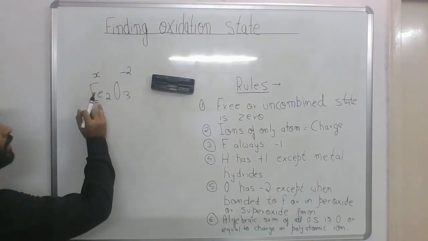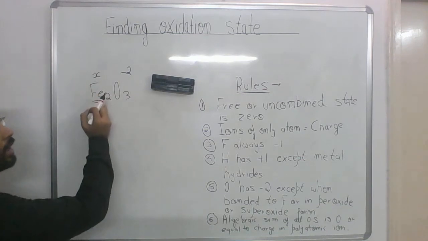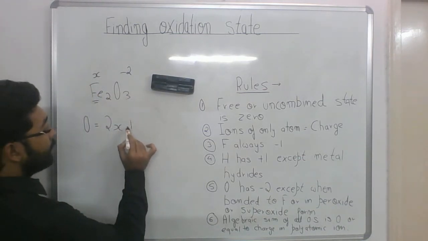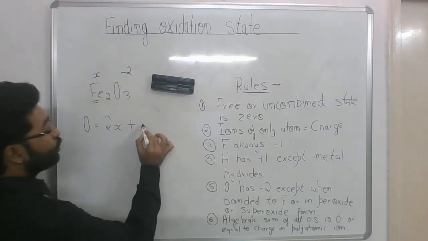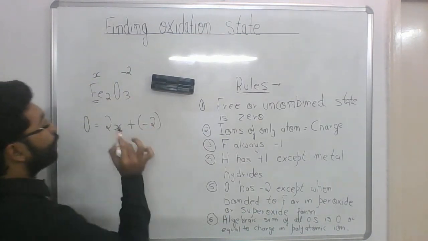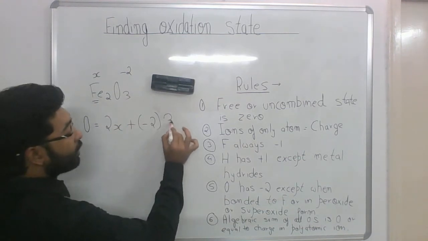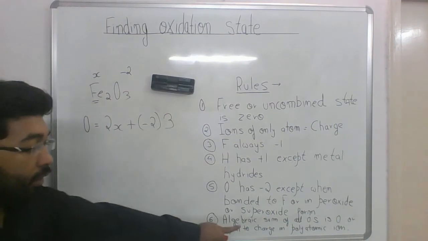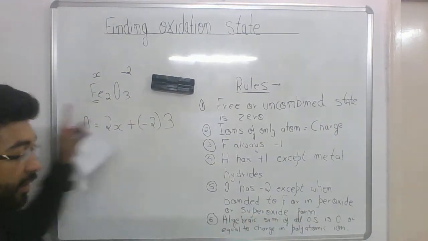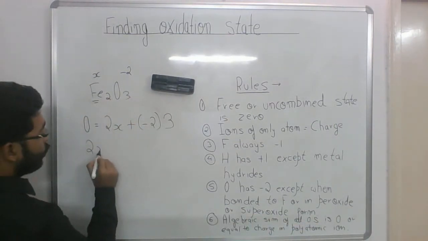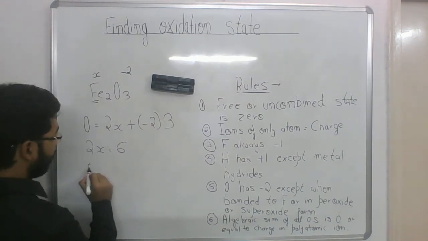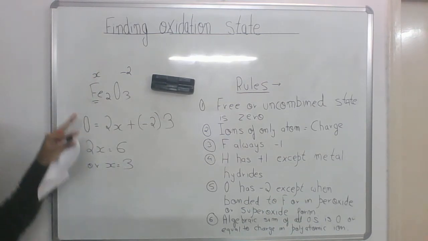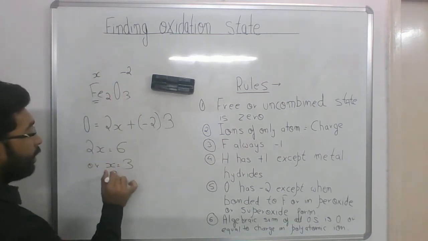So let the oxidation state of iron be X, and since 2 atoms of iron are involved, 2X, plus oxygen has an oxidation state of minus 2, so minus 2 into, since 3 atoms of oxygen are involved, 3 equals 0. Since it is a neutral molecule, the algebraic sum of all oxidation states is 0. So we can write 2X equals 6, or X equals 3. So the oxidation state of iron in Fe2O3 is plus 3.